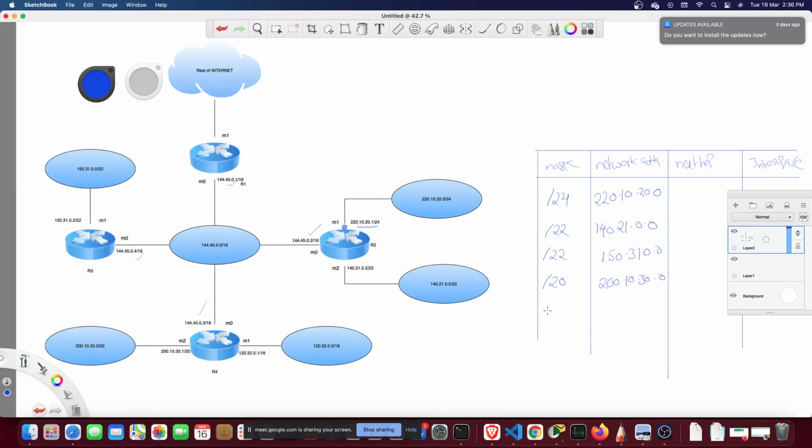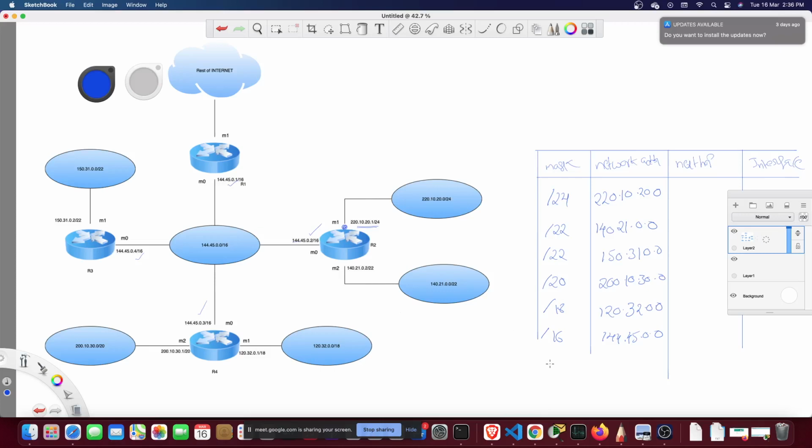Okay, so another one is slash 20, which is 200.10.30.0, and slash 18, which is 120.32.0.0. Another one is slash 16, 144.45.0.0. And what is the last one? Gateway of last resort, which is the default mask.